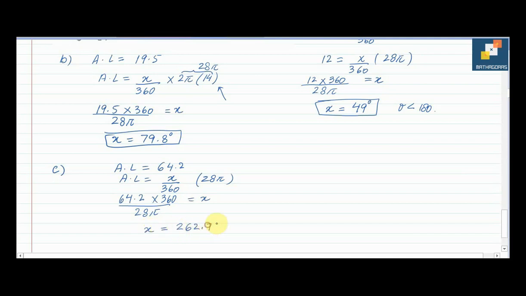Now can you tell me whether this angle is of a major arc or a minor arc? So obviously theta is greater than 180, that means it is a major arc, right?